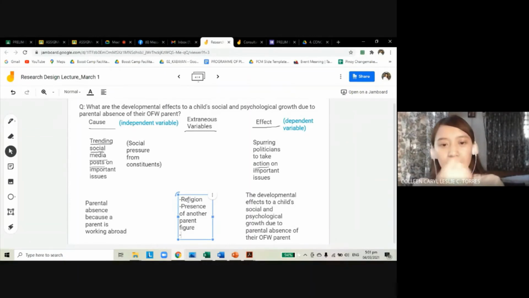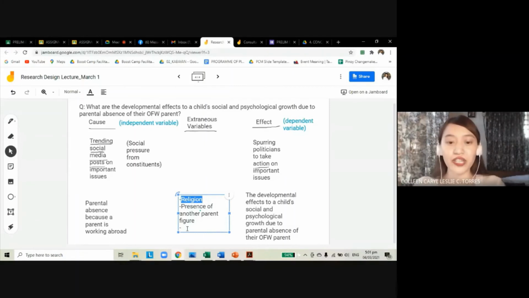So kana siya extraneous variable siya kay these are factors that could affect the social and psychological growth of a child. So religion pod kay if ang bata kay kaning, help me out na lang ani class if you have other ideas of an extraneous variable, just say your idea, no?